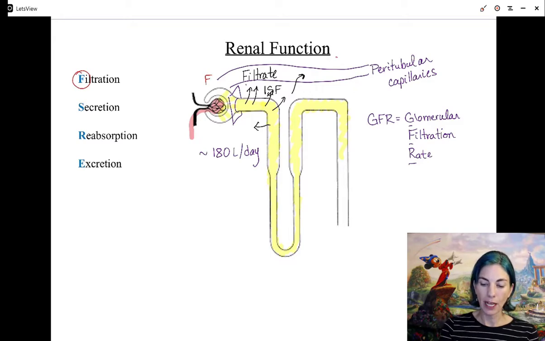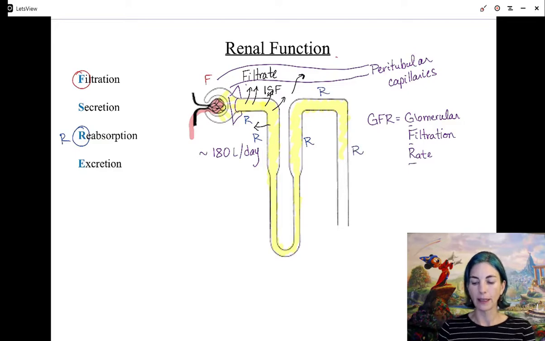So reabsorption, which I'll just use as an R, is going to happen in the proximal tubule. It happens in both parts of the loop of Henle. It happens a little bit in the distal tubule, and it happens in the collecting duct. So some type of reabsorption is happening pretty much throughout the length of the nephron.